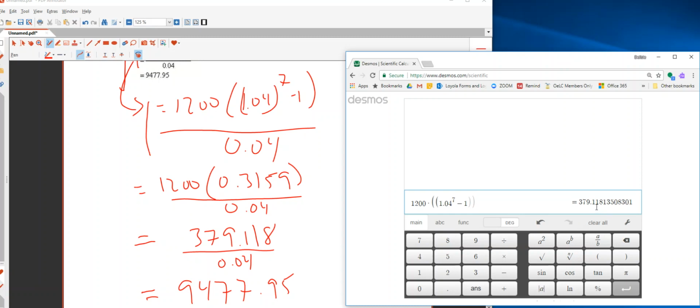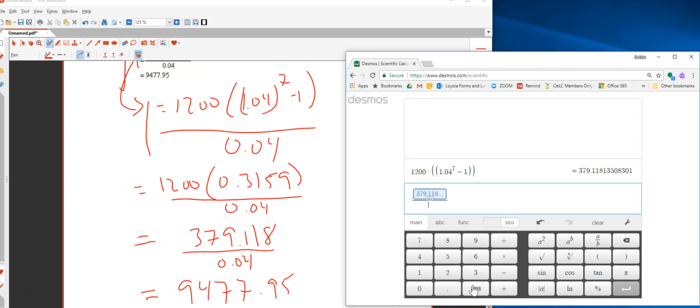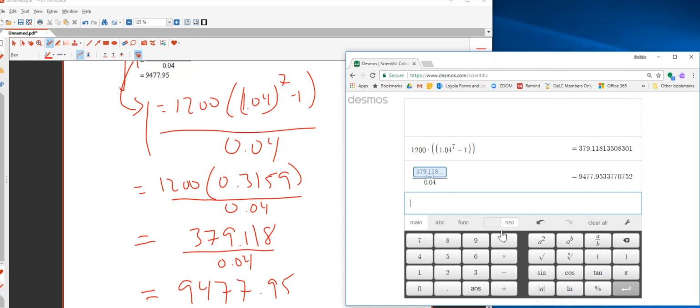Look, it's the same, 379.118. It's the same as this one right here. So I could say that, and then I could take that answer and divide it by 0.04, and I still get the same answer. So that's kind of nice. Desmos is great. I was using my keypad to type here, my arrow keys to move around, and to get this exponent, I actually used the Shift 6 to get that little hat symbol, and it worked there too.